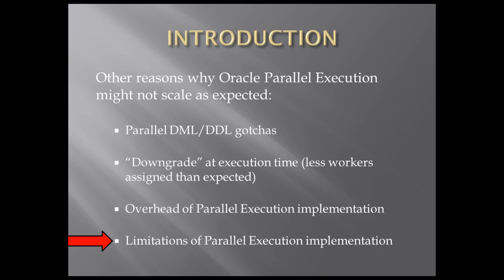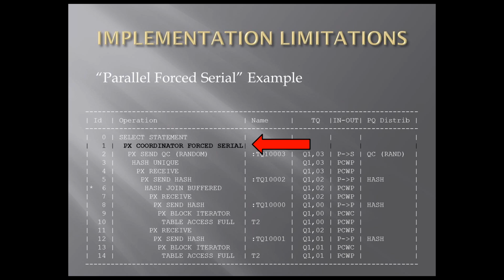And just to give you a heads up, there are also sometimes strange limitations of Oracle parallel execution. If you come up with something like that, it looks like a parallel execution plan, but it's a typical implementation restriction of parallel execution. With Oracle parallel execution, you can end up with a plan like this. And if you look very carefully at this line, it says PX coordinator forced serial. This is actually a serial execution plan in disguise, which means that at execution time, this will be done serially, although it looks like parallel execution.